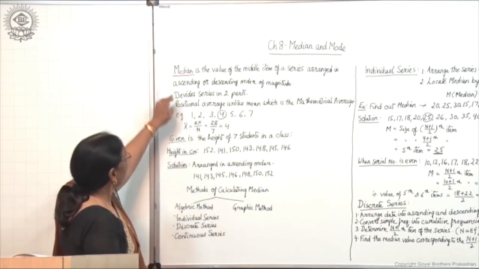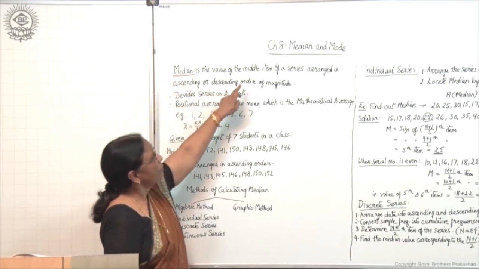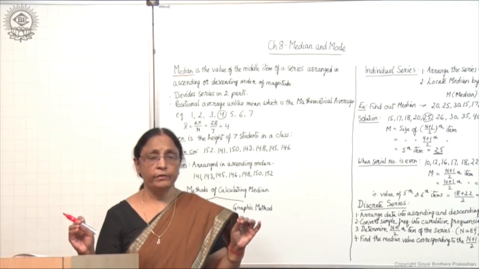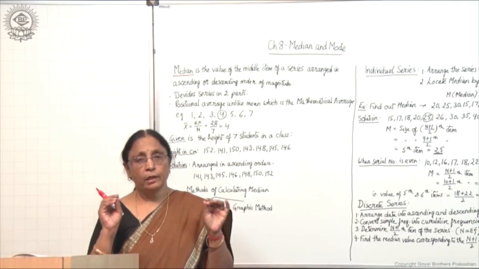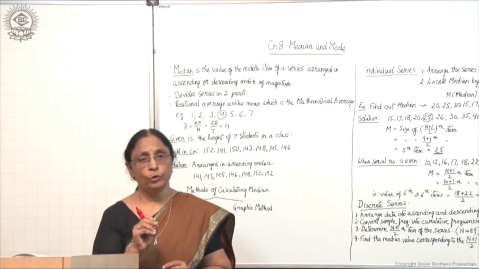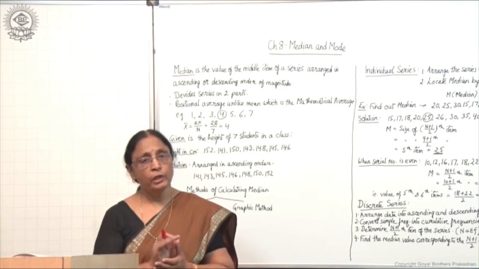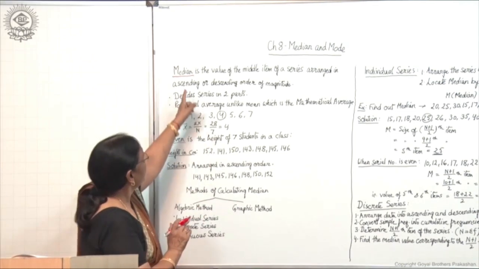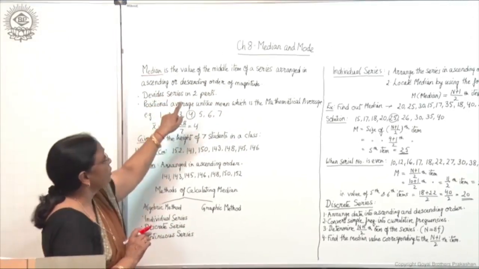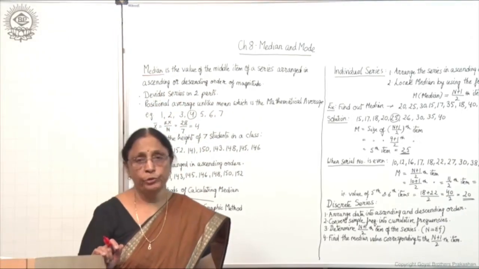So how will you define median? Median is the value of the middle item of a series. Whatever series or data is given to you, after observing the data, whatever is the central value you observe, this is called median. This is a simple definition of median. Now, median is the value of the middle item of a series arranged in ascending or descending order of magnitude.